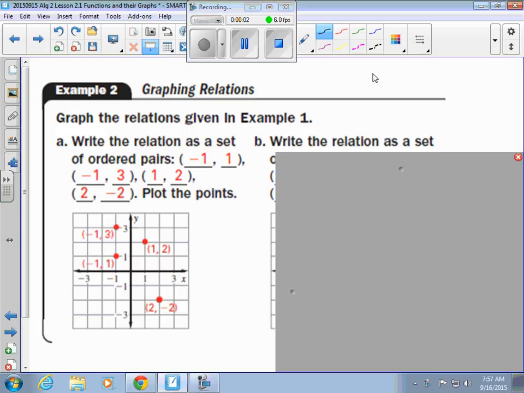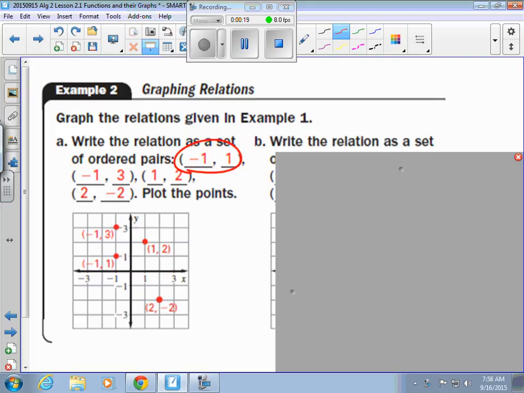Okay, this is Algebra 2, Lesson 2.1. This is part 2. We're picking up with example number 2, graphing these relations. First one, A, tells you to graph the relation with the ordered pairs given: (-1, 1), (-1, 3), (1, 2), and (2, -2). So graph each one of those pairs.